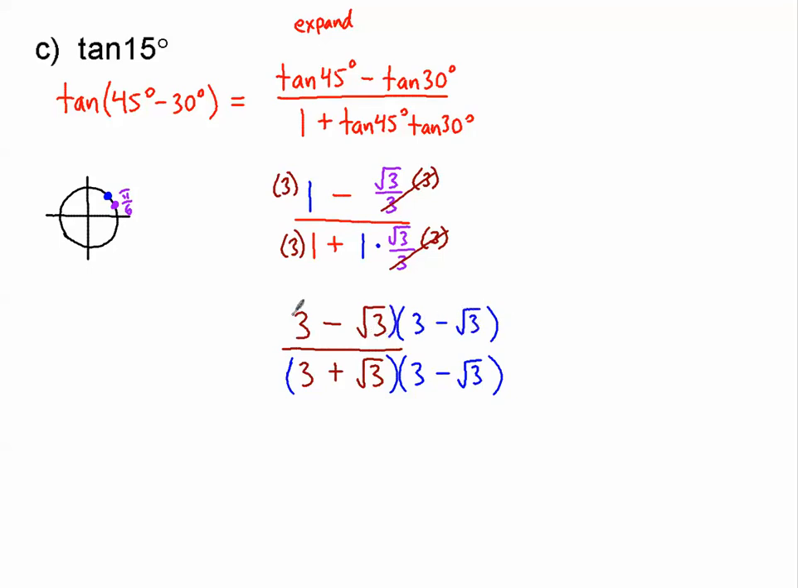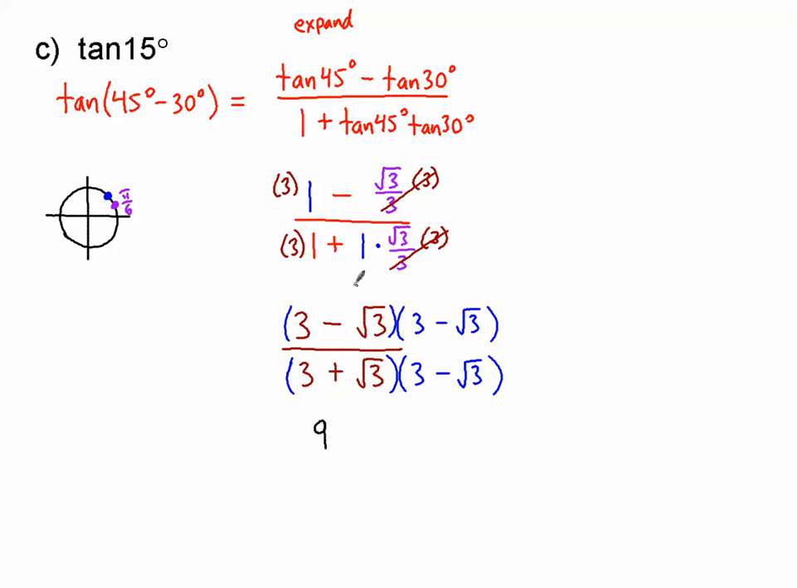I might as well put parentheses everywhere now. Okay, to undo this and get this radical out of here, I need to multiply by the conjugate, which is basically just changing this middle sign. So let's see what we have here. I need to FOIL up top. 3 times 3 is 9.